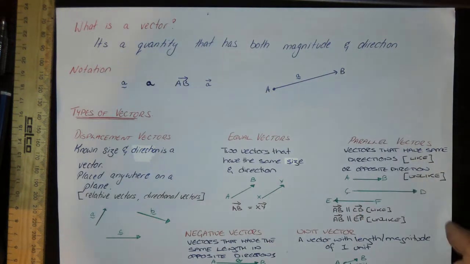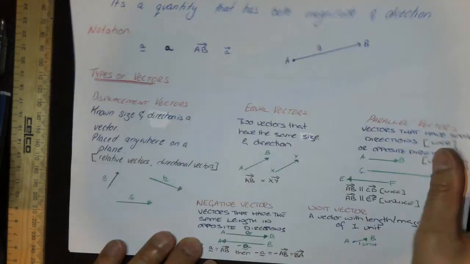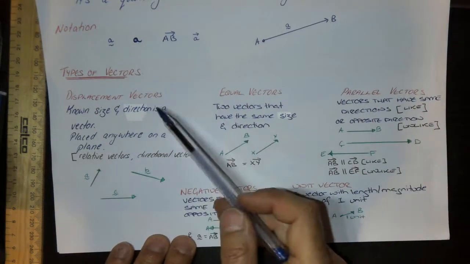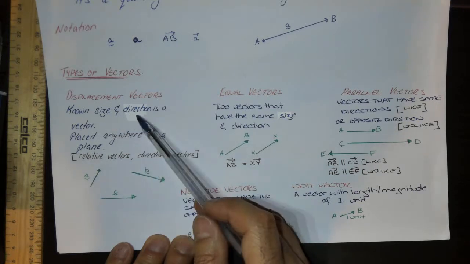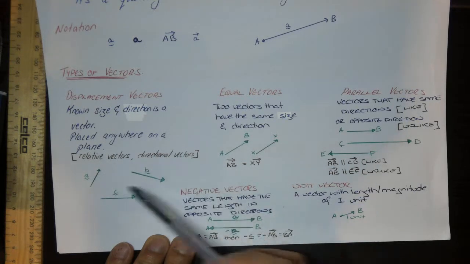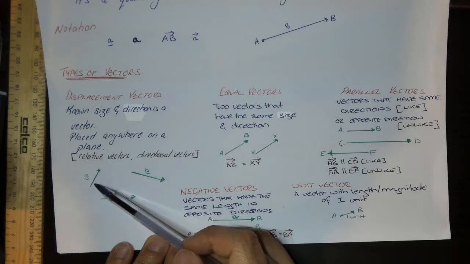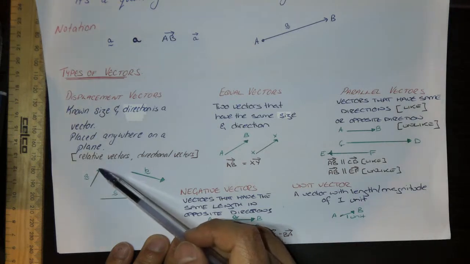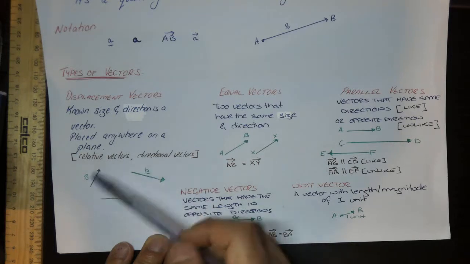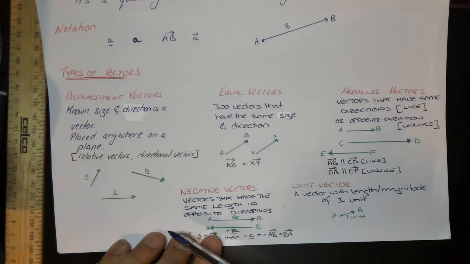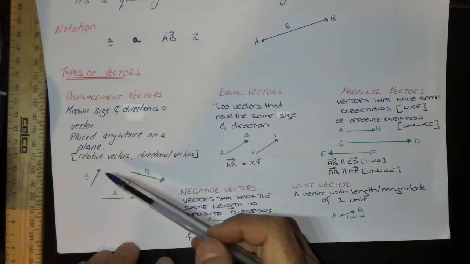Okay. So let's talk about some of the types of vectors. Our syllabus defines that we need to know what a displacement vector is. This is when we know its size and its direction, but it can be placed anywhere on the plane. So we can have a vector which might have a length of 2 and it's going northeast, but I can move that anywhere. So if we have a vector and it's placed anywhere, it's called a displacement vector.